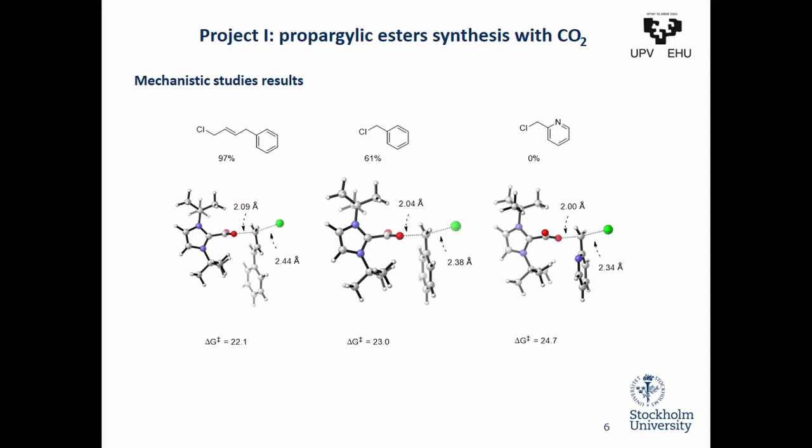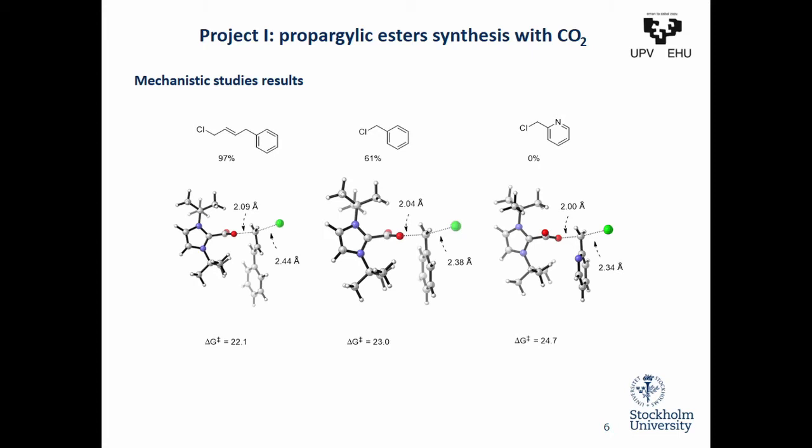So now, from this result, we wanted to understand why we have a really good result from the first substrate, but lower result with the second one, and no result from the last one. As the SN2 reaction, the second step, the reaction between the adduct and the chloride is the rate limiting step of the reaction, we thought that this could help us to understand the reactivity of the different substrates.